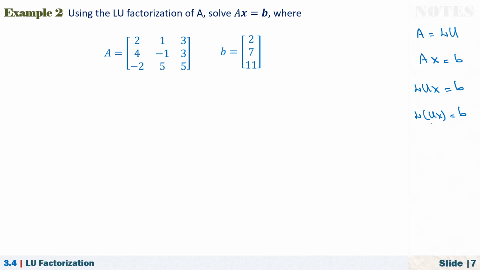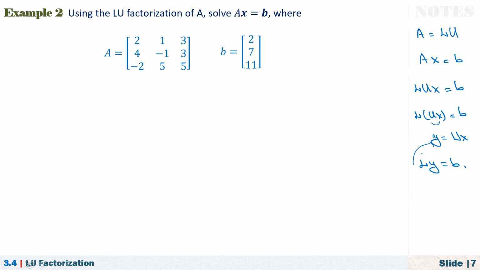So if I label this UX by y, let's say y is equal to UX, actually they are vectors. What we have here is L times y is equal to b, right? And what is L times y? L is just a lower triangular matrix, right? So by forward substitution, from here I can find y. Now, if I substitute this into this equation, and by back substitution, we can find x. Okay, we are just going to use this method.